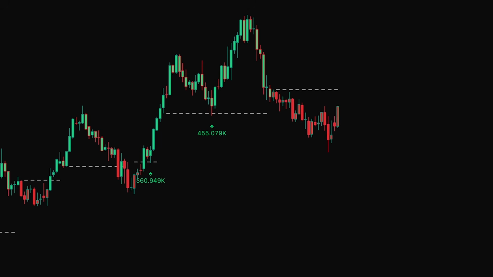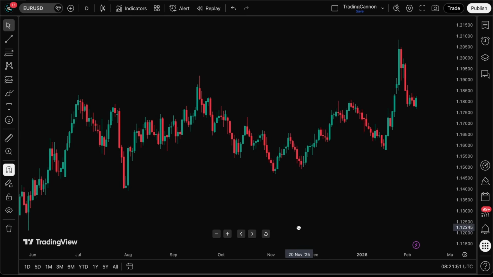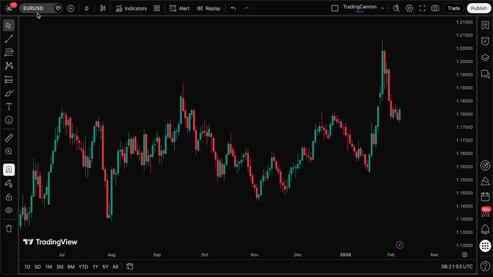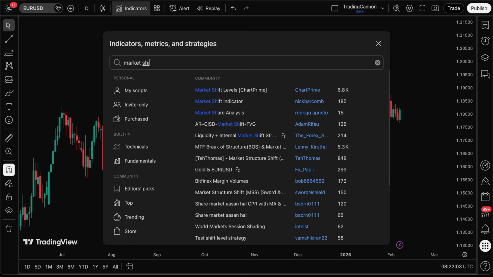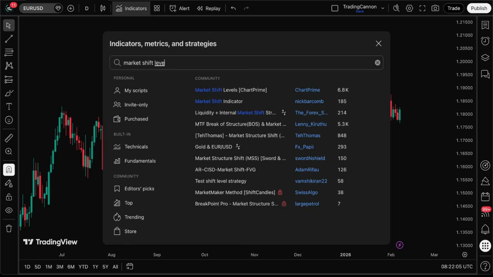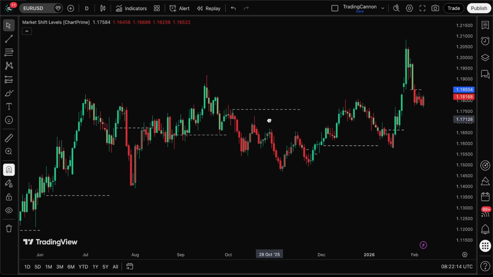Now, how do you add this indicator to your chart? Start by opening up TradingView and pulling up any chart. At the top of the screen, click on the Indicators button. In the search bar that pops up, type in Market Shift Levels, Chart Prime. It should come right up since it's a popular one from Chart Prime. Just click on it to add it to your chart. Boom, it's loaded. Next, let's set it up properly.